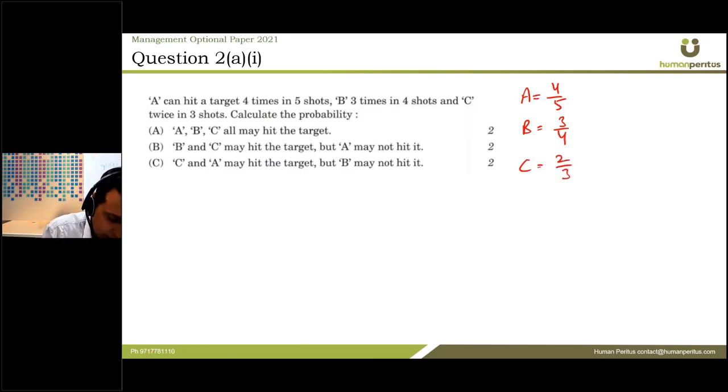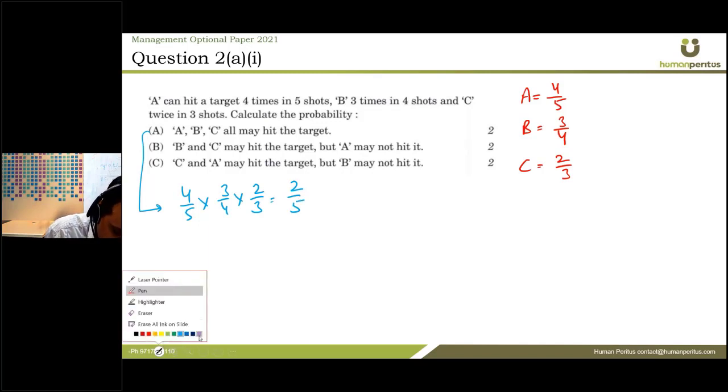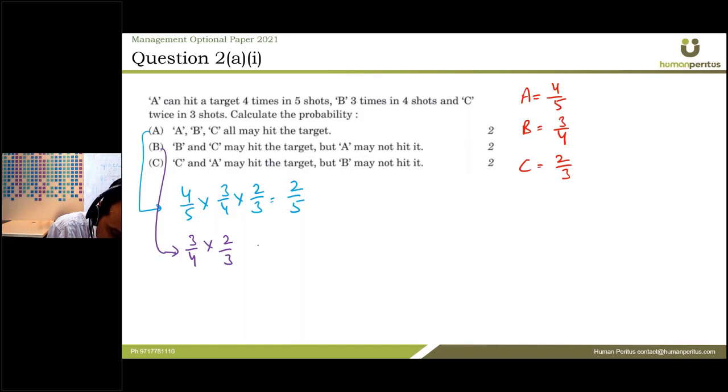2 by 3. Okay, so what we have to find out is the probability that A, B and C all hit the target. Because all of them are hitting, 4 by 5 into 3 by 4 into 2 by 3 is equal to 2 by 5. The easiest question actually from this paper. Then part B, B and C are hitting the target. So 3 by 4 into 2 by 3, but A is missing the target, so 1 minus 4 by 5, and this comes out to be 1 by 10.